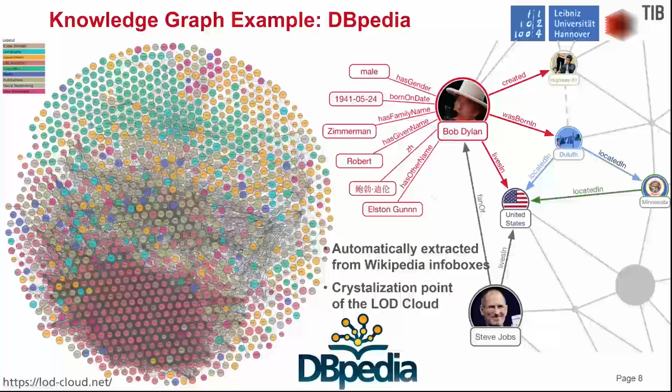There's also Wikidata, which is integrated nicely into the Wikipedia ecosystem or Wikimedia ecosystem, but there are many other knowledge graphs covering many different domains like geographical knowledge, government, life sciences, linguistics, and so on and so forth.